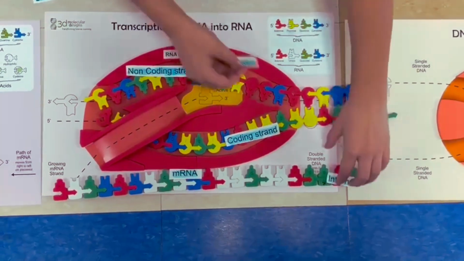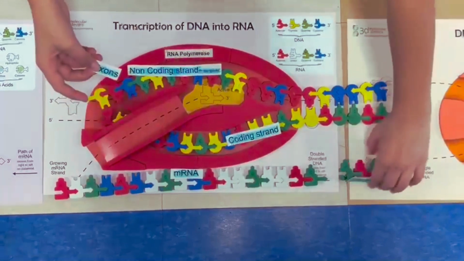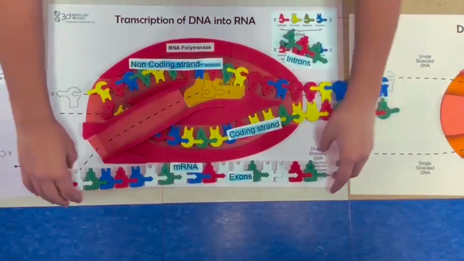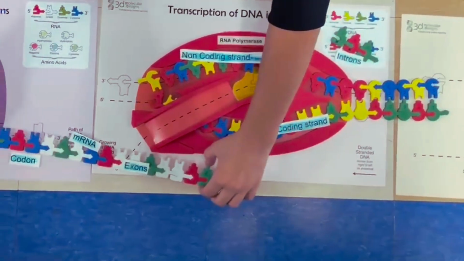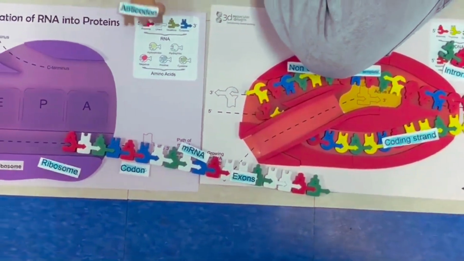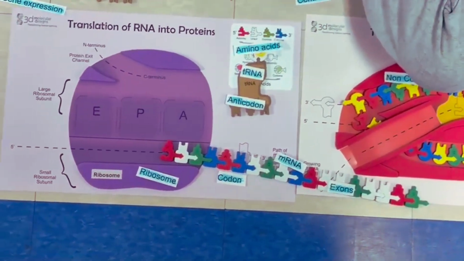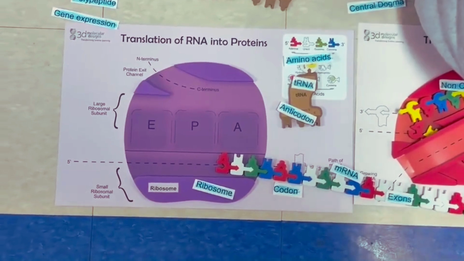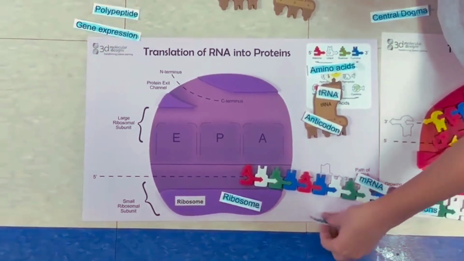These introns will be taken out of the sequence and stay inside the nucleus. All of the useful pieces called exons will be allowed to leave the nucleus. When the mRNA leaves the nucleus, it will go to a ribosome. The mRNA has sequences of 3 nucleotides that are going to match up with a tRNA's anticodon.